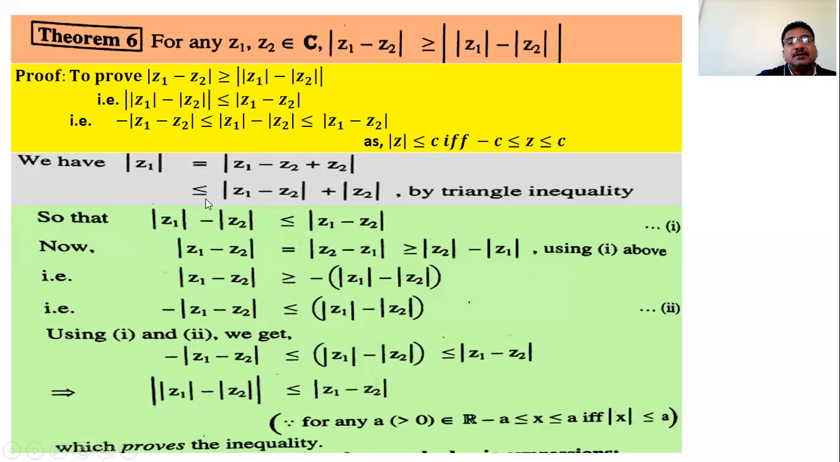Similar to the proof of number 1, we can prove the second one also. Consider mod Z2 equal to mod of Z2 minus Z1 plus Z1, and then write the proof. So by combining 1 and 2, we have minus mod Z1 minus Z2 is less than or equal to mod Z1 minus mod Z2, which is less than or equal to mod Z1 minus Z2. This is the proof that the mod of this is less than or equal to this.